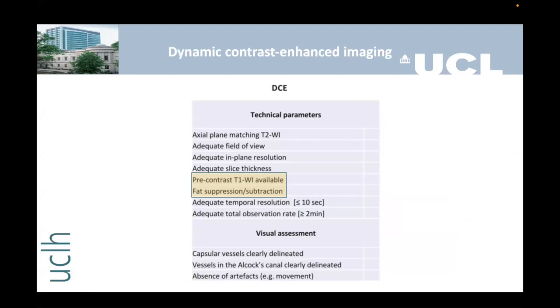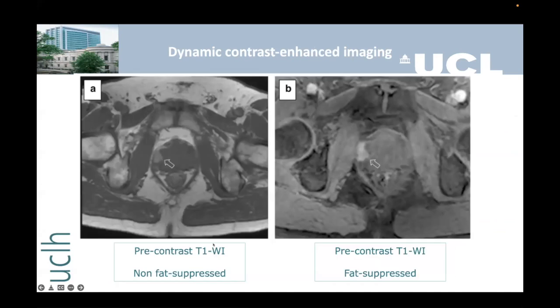As you know, DCE sequences are the sequences acquired after injection of contrast. It is very important to have a pre-contrast T1 weight imaging in order to rule out the presence of artifacts from post-biopsy. But also another very important thing is fat suppression or subtraction. So here you can see this is a non-fat suppressed image, and this is a fat suppressed image. You can see that there is an artifact here before the contrast reaches the prostate. There is an artifact in the right anterior horn, and this is well seen in the fat suppressed images, and these artifacts are after biopsy.